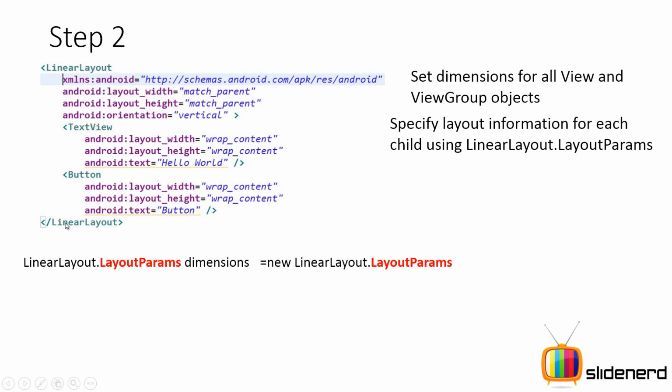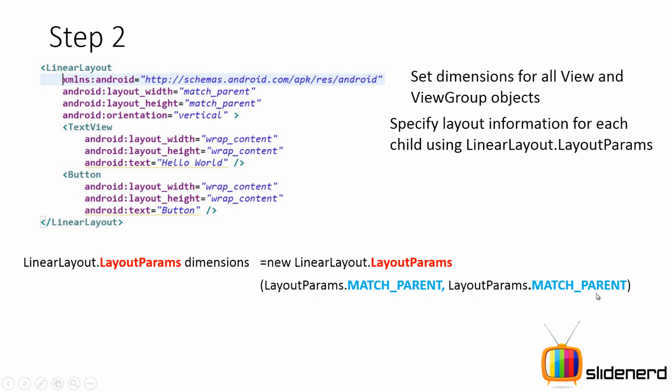So here I'm going to say LinearLayout.LayoutParams. Our dimensions is new LinearLayout.LayoutParams, with two parameters, width and height. Now width, as you can see, is match parent for the linear layout, and match parent for the height. This match parent is actually stored in Java as a static integer inside your LayoutParams class. So you can say LayoutParams.MATCH_PARENT. This will be the width and this will be the height.